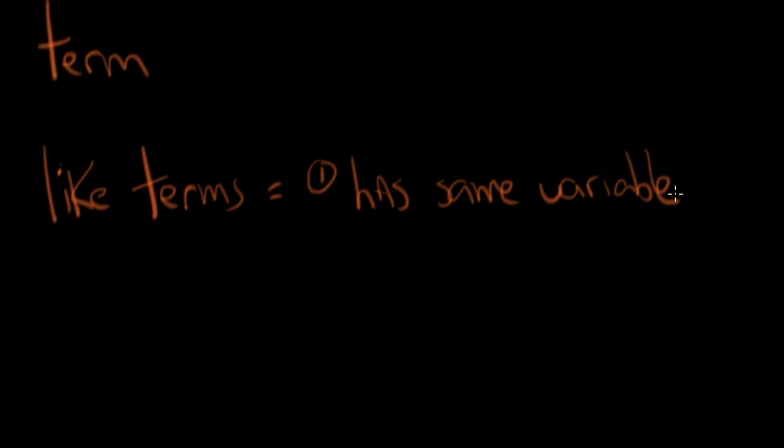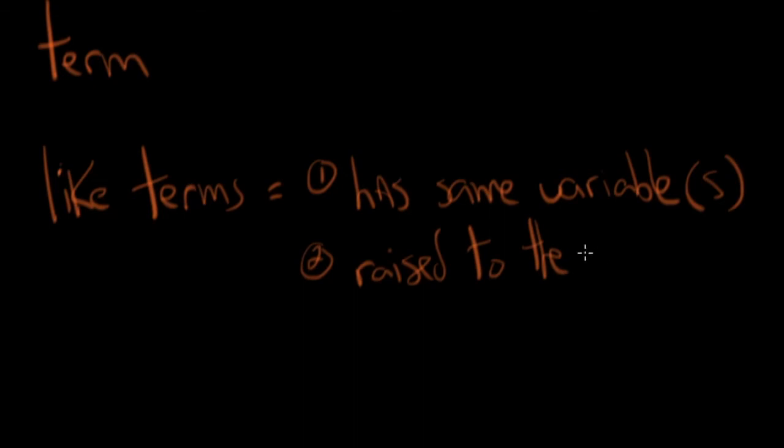Other words that we want to know about, of course we have term, but we also have like terms. Now these aren't terms that you simply like because they look pretty. No, not at all. A like term has two qualities. It has the same variable, and sometimes even variables. It has the same variables, and they're raised to the same exponent, to the same power.